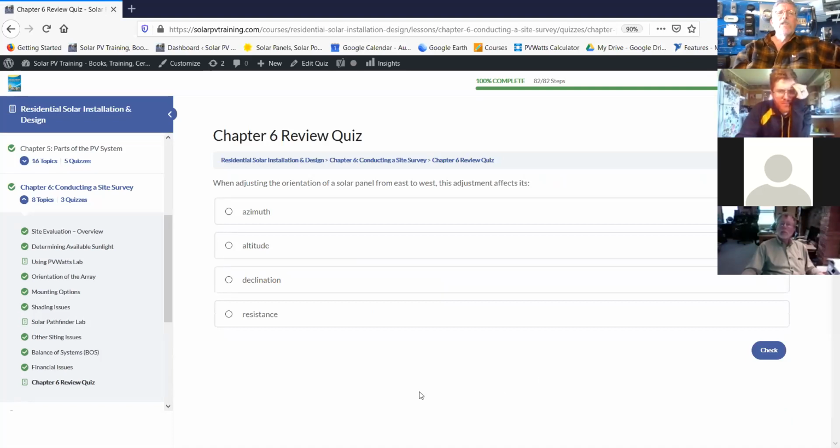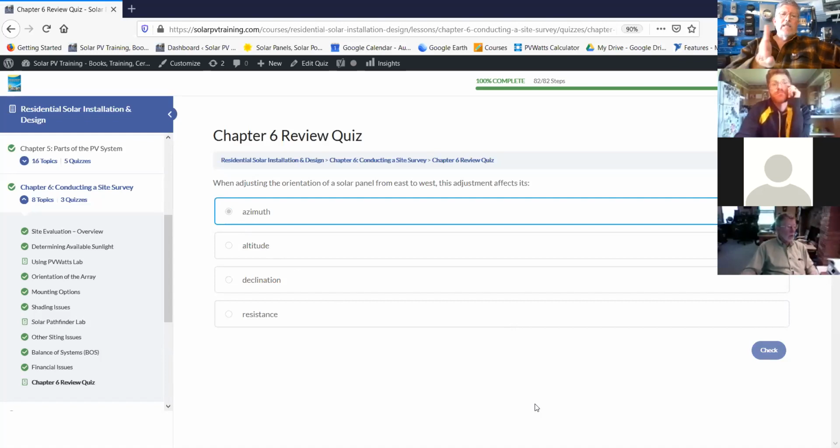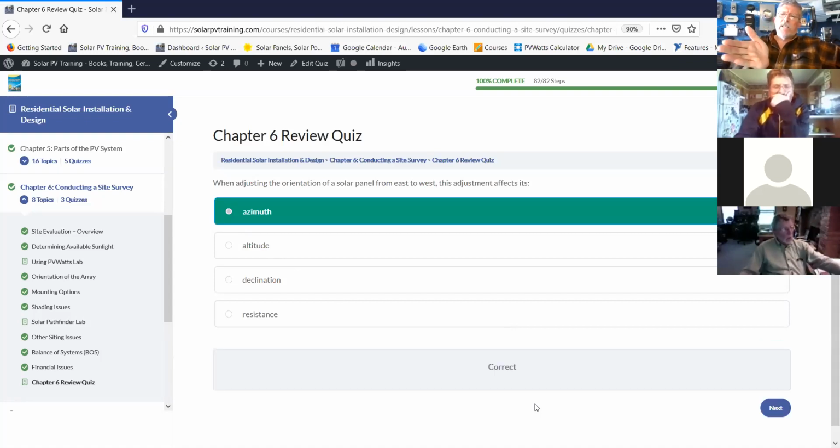Okay, when adjusting the orientation of a panel east to west, this affects its azimuth, altitude, declination, or resistance. I'll go with azimuth. Azimuth, right. East to west is the azimuth. So as it's facing to the east, you know, it transitions. There are tracking systems. So for instance, they might be facing east. As the day goes, they'll turn like that.